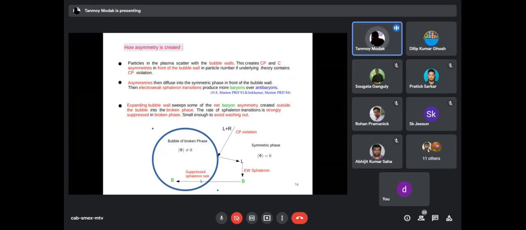So the rate of the sphaleron process in the broken phase has to be smaller than the Hubble expansion rate. That is the condition. So far, it doesn't. So this is the freeze-out condition, right? Yeah. The rate has to be lower than the Hubble rate at that time, at that epoch.